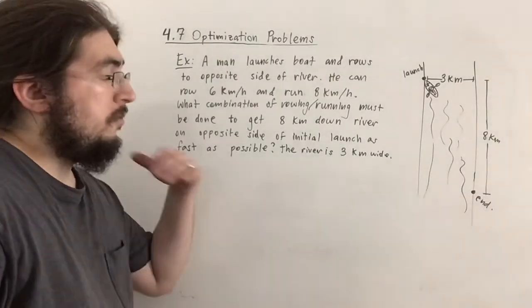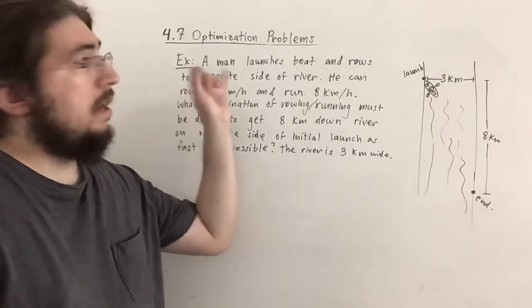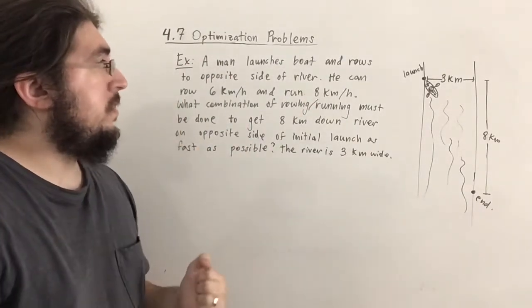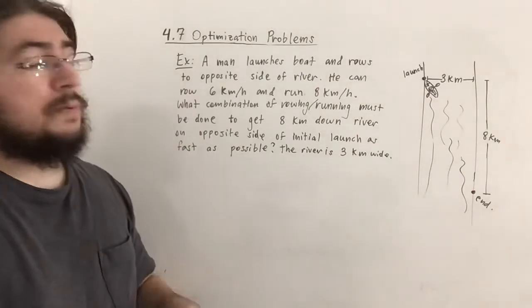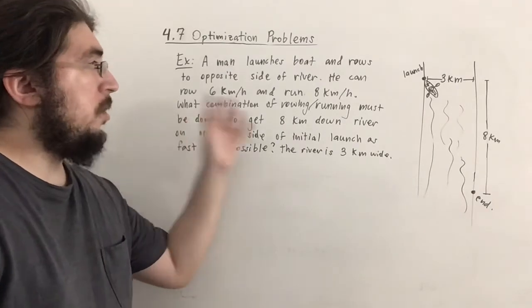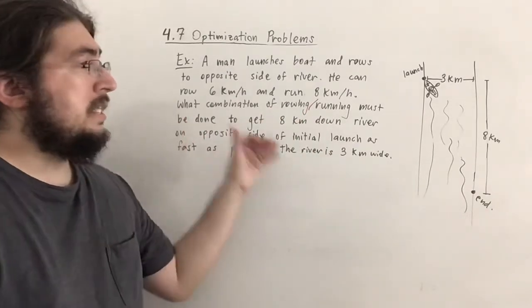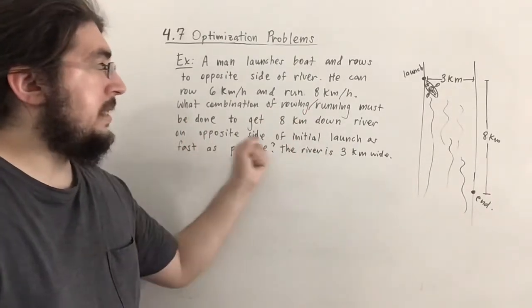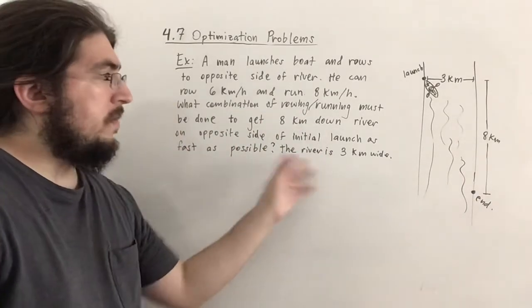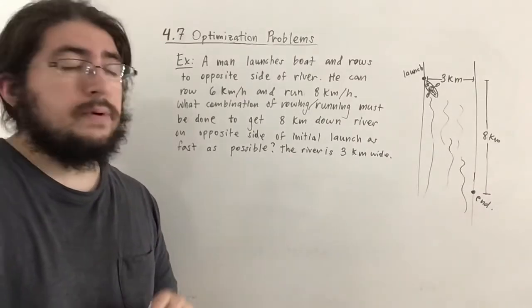All right, so for this problem, we're given that a man launches his boat and rows to the opposite side of a river. He can row 6 kilometers per hour and run 8 kilometers per hour. And we're asked to find what combination of rowing and running must be done to get 8 kilometers down the river on the opposite side of the initial launch as fast as possible. And the river is given to be 3 kilometers wide.